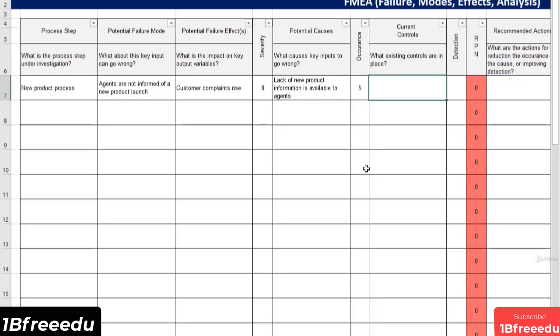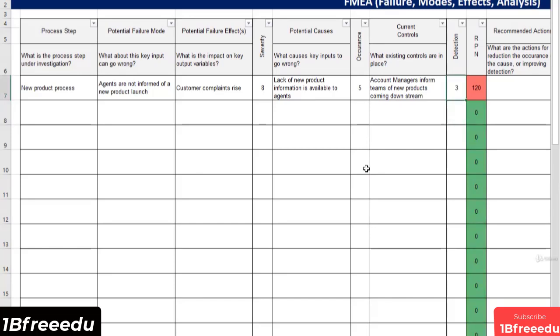Current controls. What are the existing controls in place? We could say account managers inform teams of new products coming downstream. So that's one thing that is happening currently. But again, it's not a control that's working effectively enough because not everyone's being told. So how easy is this to detect? Obviously, the lower, the more likely to be detected, the higher, the less likely to be detected. Well, we've detected it, right? Customer complaints are going up. We have detected this as an issue and a problem that's occurring. So we could probably put that down as a 3.